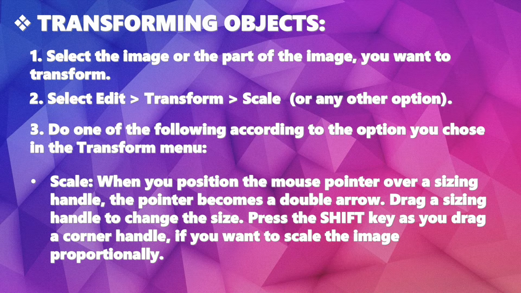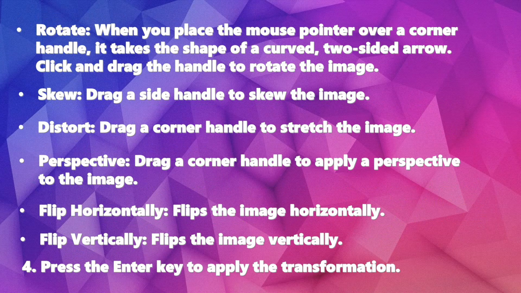Scale. When you position the mouse pointer over a sizing handle, the pointer becomes a double arrow. Drag a sizing handle to change the size. Press the Shift key as you drag a corner handle if you want to scale the image proportionally. Rotate. When you place the mouse pointer over a corner handle, it takes the shape of a curved two-sided arrow. Click and drag the handle to rotate the image.